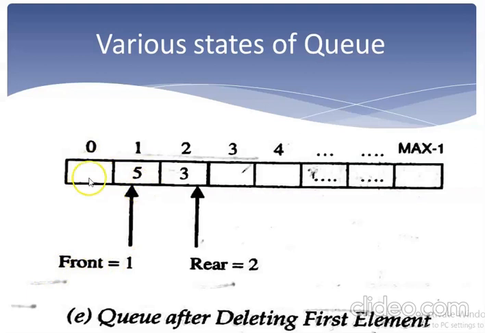So we were having 3 values here. After removal of an item, we will be having only 2 values. 3 minus 1 will be 2. So the front will be pointing to 1. Rear is now at 2. So the indices are 1 and 2. 0 is gone now. So front is 1 and rear is 2.